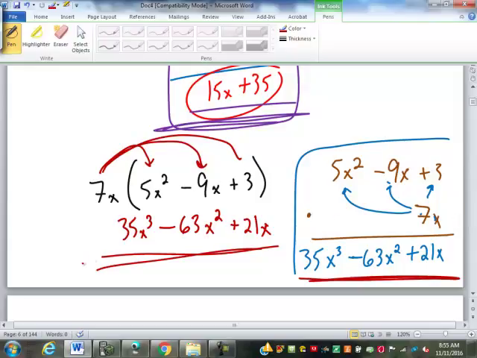Is there anybody that would rather do it the long way than do it the short way? Okay. Most of the time in class, we're going to end up doing it the short way just because it saves space.